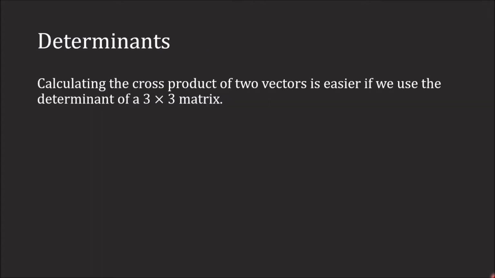Now, calculating the cross product of two vectors is easier if we use the determinant of a 3 by 3 matrix. So there's no need to remember the formula given in the definition of the cross product. Now, matrices are studied more in depth in a linear algebra course. In this course, we will only introduce how to calculate a 2 by 2 and a 3 by 3 determinant.